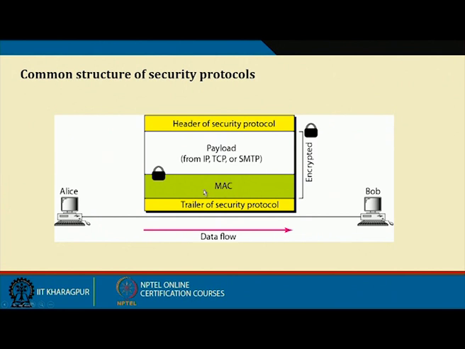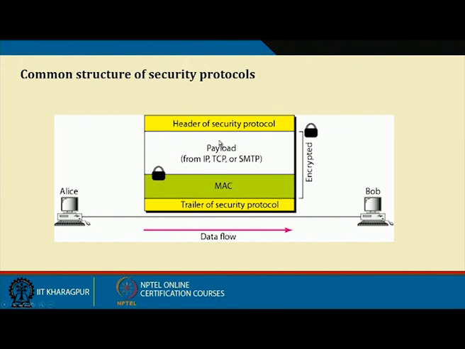So, if we look at the generic protocol stack, these are the standard layers: IP, TCP, and SMTP at the application layer, and below that there is a MAC and the trailer security protocol. So, this MAC is not basically the MAC we have seen in layer 2. This is the message authentication code, the code required to authenticate the message.